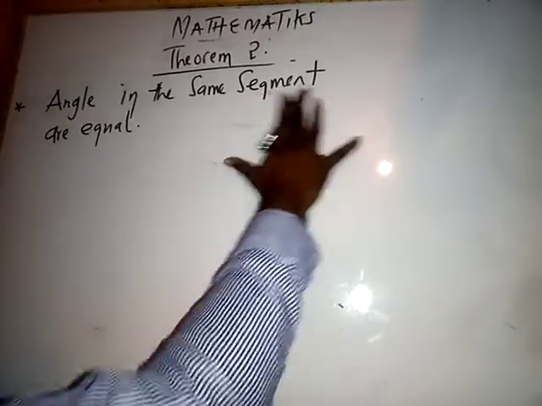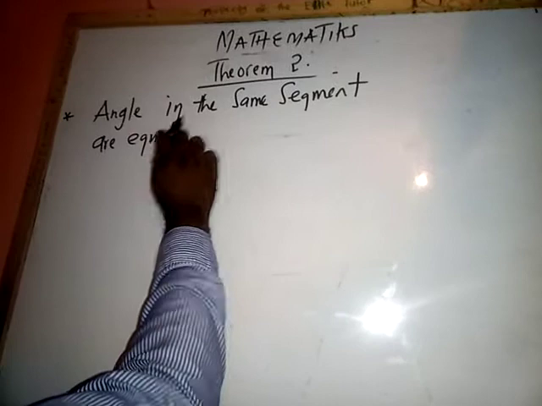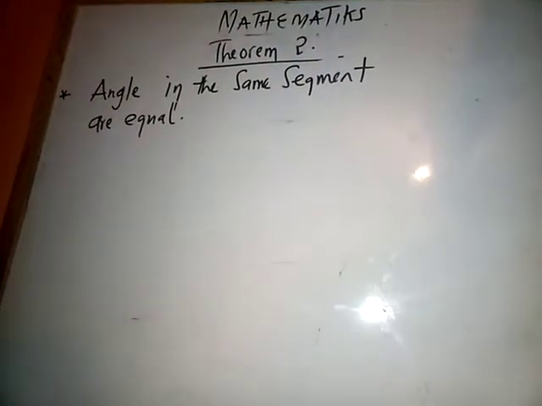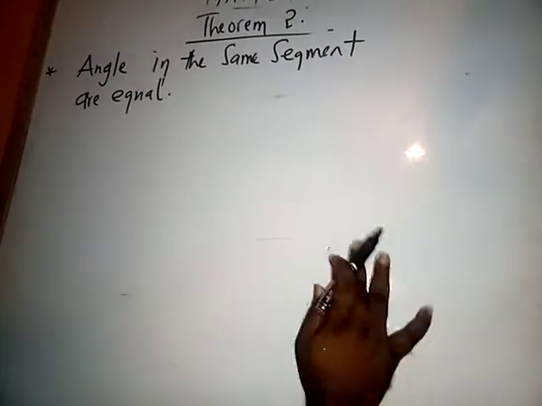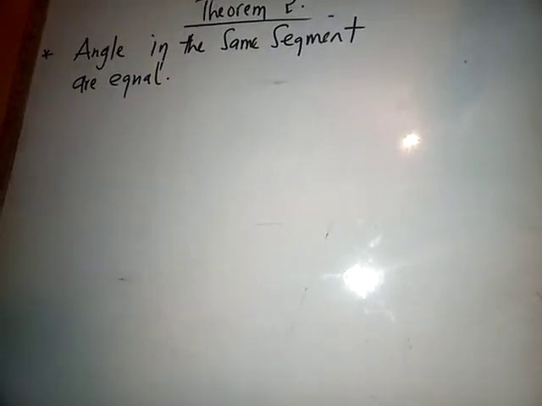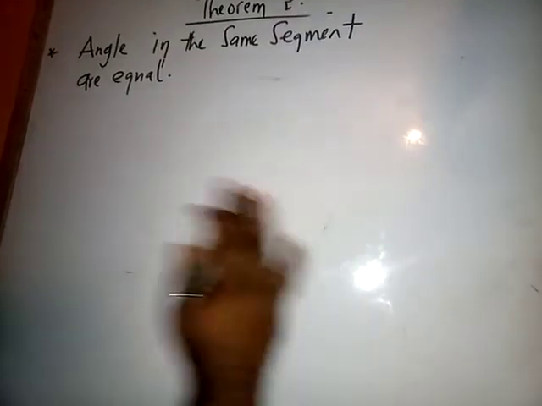This is theorem 2. The second theorem is: angles in the same segment are equal. Guys, this is simple, very easy and straightforward. We are not going to prove anything. We are going straight to the point.